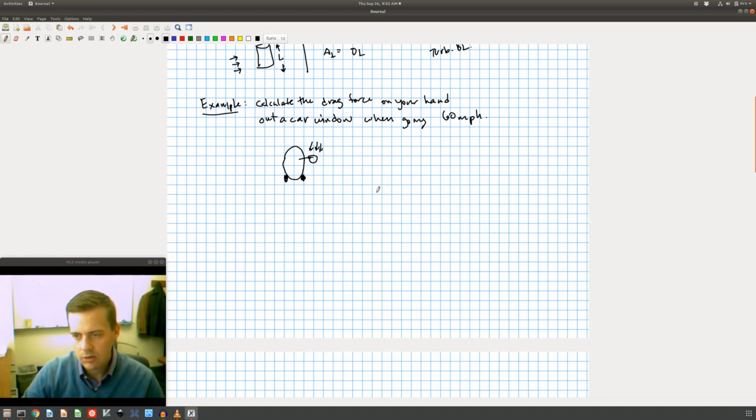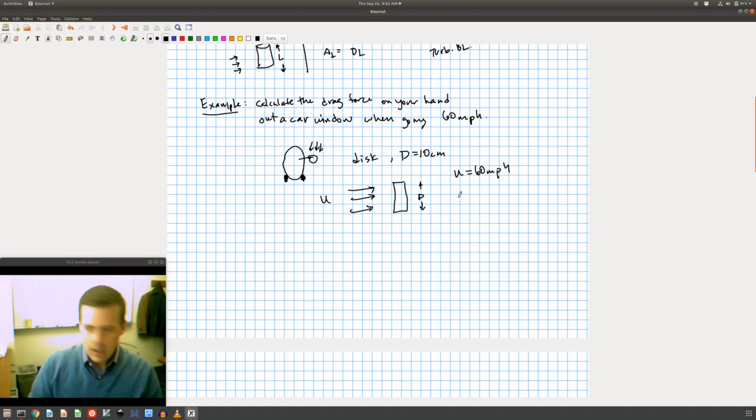I don't want to calculate the drag of my hand exactly, so I'm going to assume that this is a disk with a diameter of 10 centimeters. The flow would look something like this. And I'm going to assume that U out here is 60 miles per hour.